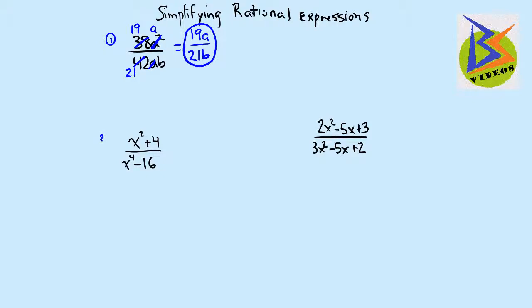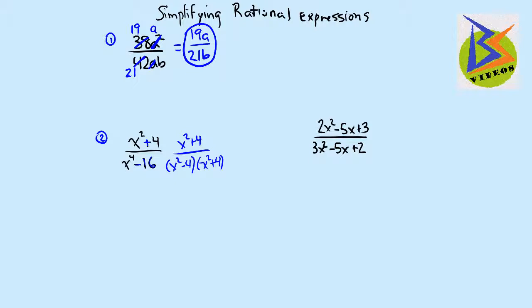In this second example, we have x squared plus 4, and it's not a difference of squares, so we can't do anything with it. So what we need to do then is look at our denominator, and we see that we have x to the 4th minus 16, which is a difference of squares. So what we can say is x squared minus 4 times x squared plus 4.